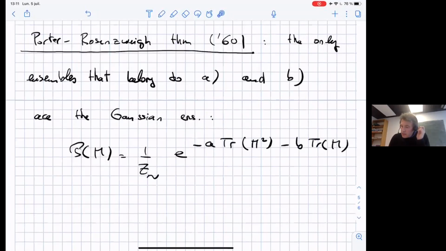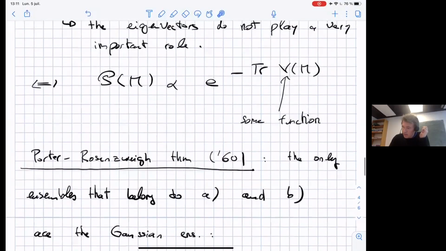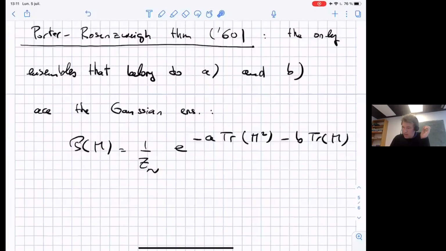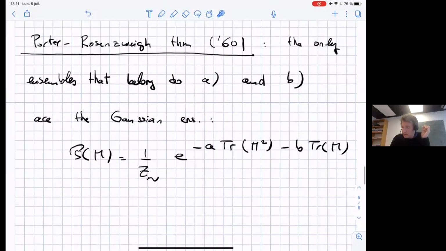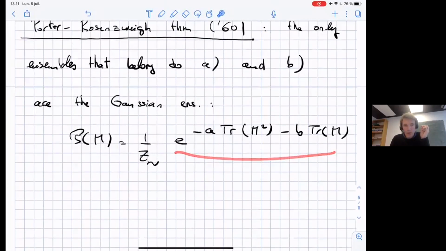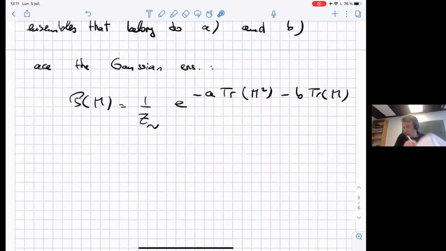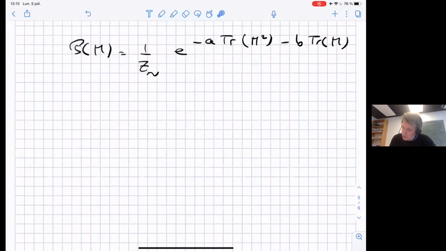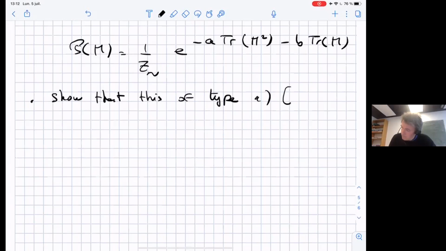Well, it's clear that they belong to case B, because they are of that form. The trace is a linear operation, so V of M is just A M squared plus B M. Now, it's not completely evident that this kind of measure defines a Wigner matrix. And I think that's instructive, since we haven't done any concrete computation yet. Maybe it's good to do one just to start with something. I just want to show you that this is indeed a Wigner matrix, that this is of type A, that means Wigner.